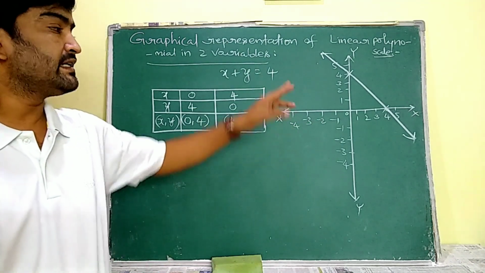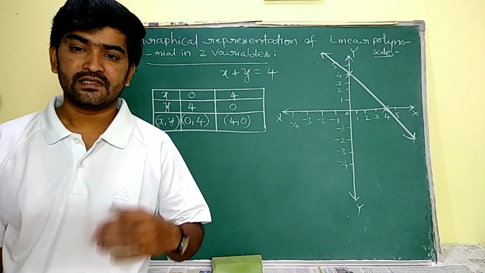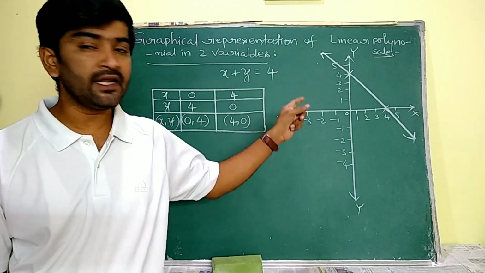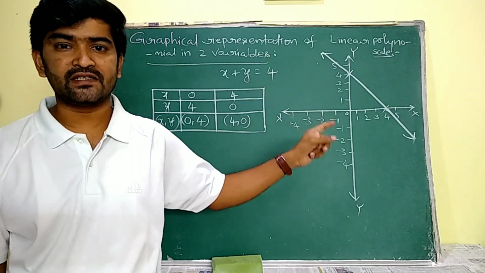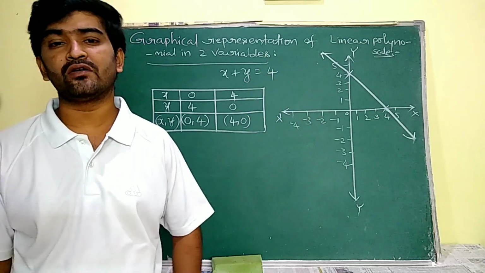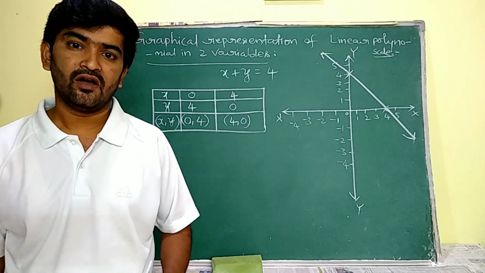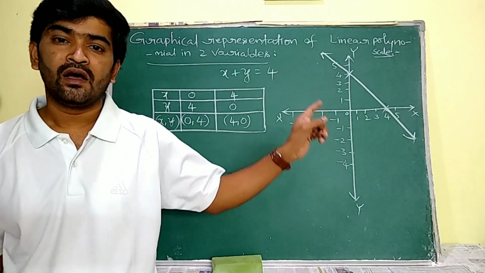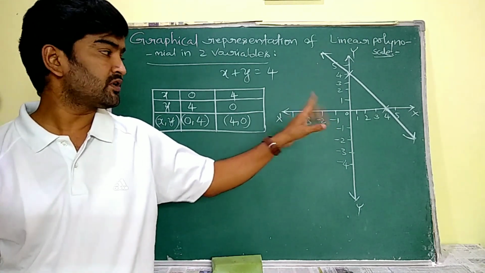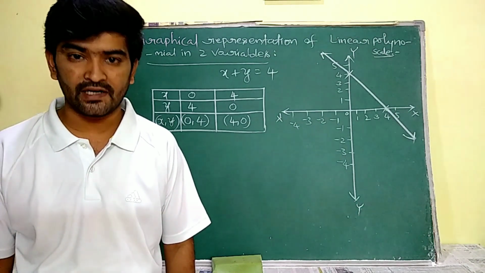That means it is having 1, 0. We already said that for any polynomial, if it touches the x-axis, then we have to count at how many places that line touches the x-axis. See, this line touches the x-axis at only 1 point, that is (4, 0). So graphically it is having 1 zero, (4, 0).